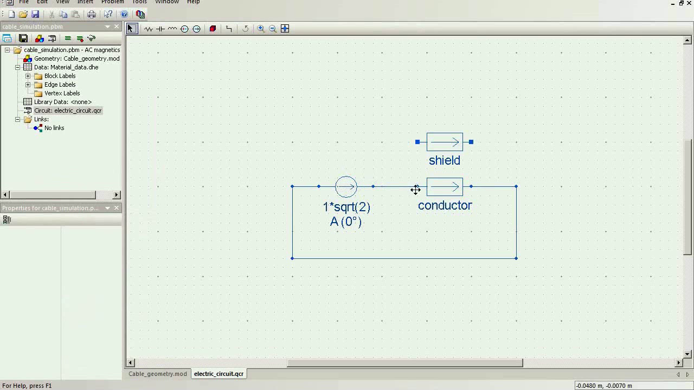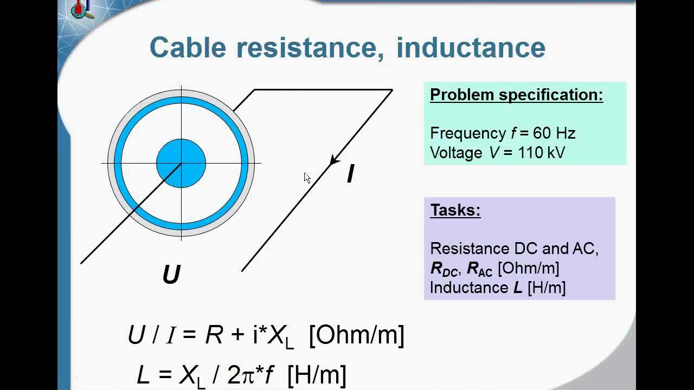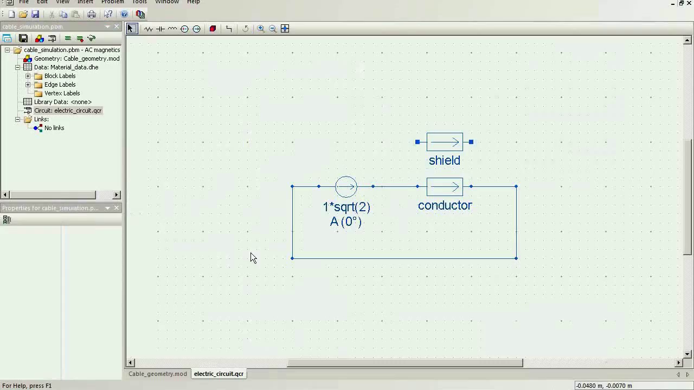And here is the electric circuit. I apply the test current of 1 ampere. The current flows in the cable and then returns back, like on this here. And I will measure the potential difference, the voltage drop on the cable.